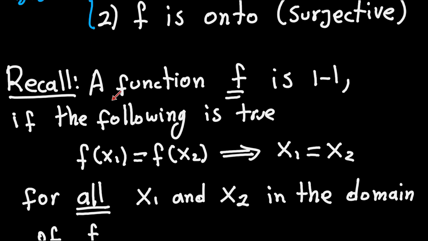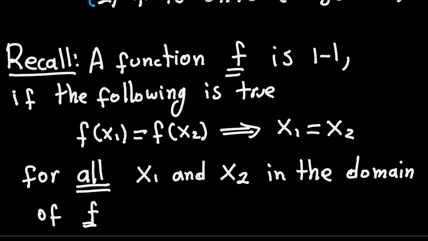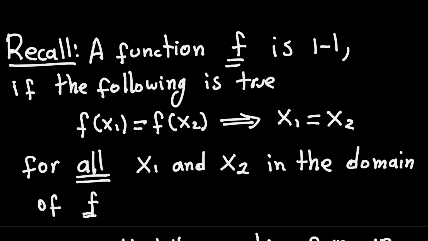So let's recall that. A function is one-to-one, and I'm going to represent it by this notation, if the following is true. This is an if-then statement. So if this statement is true, the function will be called one-to-one. What is this statement here? If you can prove that if f of x1 is equal to f of x2, then x1 is equal to x2. That is for all the x1 and x2 in the domain of the function. If this whole thing is true, then we call that a one-to-one function.